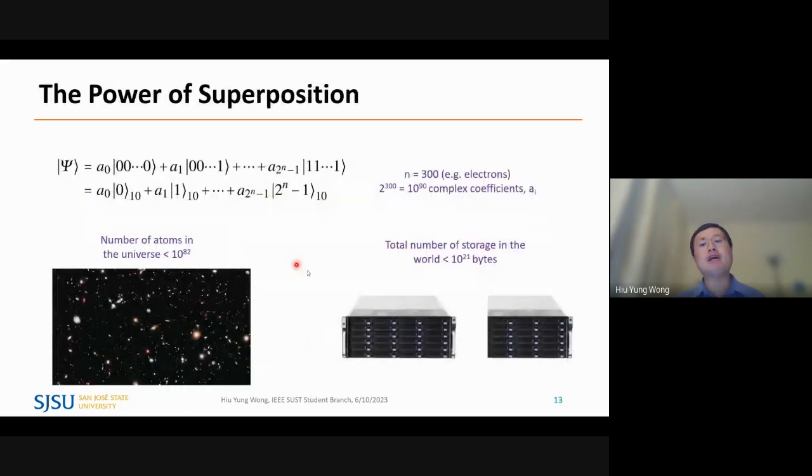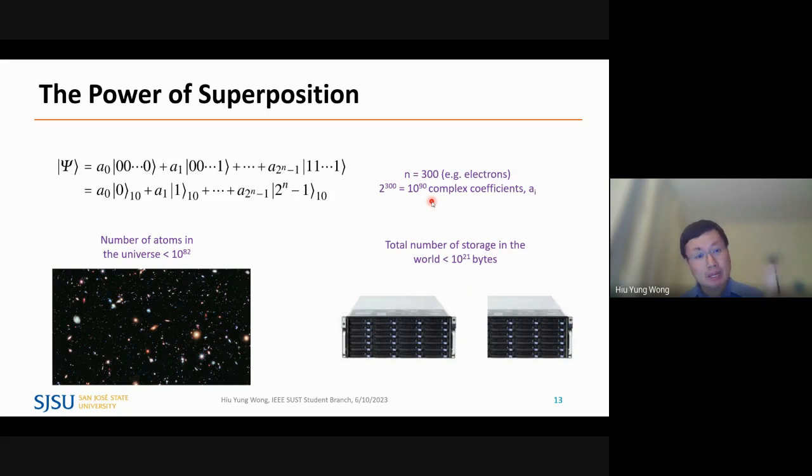What if I have 300 qubits? Then it has 2 to the power 300 coefficients, which is 10 to the power 90. What does it mean? In the universe, we have less than 10 to the power 82 atoms. And the total number of bytes we have in the world at this moment is less than 10 to the power 21.